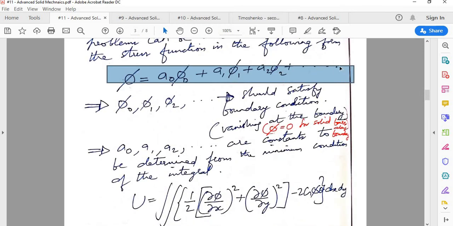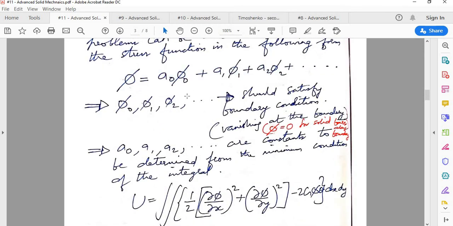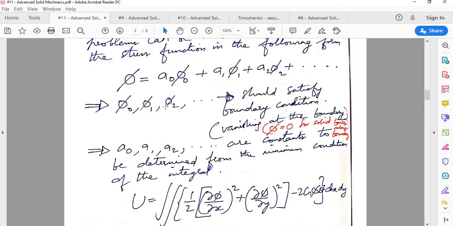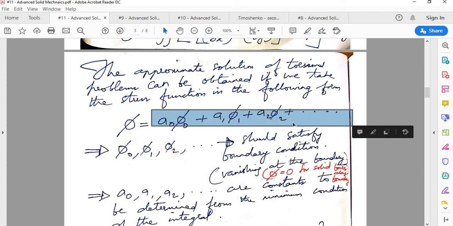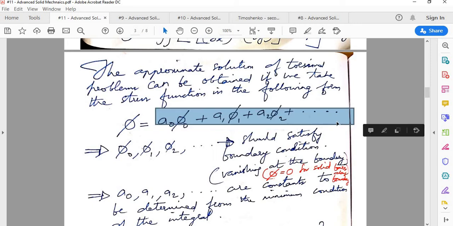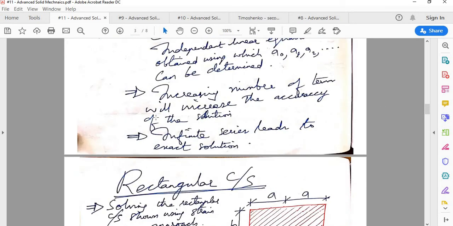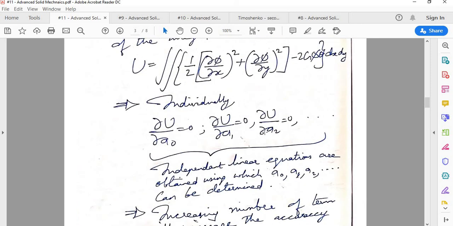So obviously as you increase the number of terms, the accuracy of this will increase. So when you consider an infinite number of terms, it will be the actual solution. And we have seen that even trigonometric functions like sine and cosine can be written in terms of infinite series. So as the number of terms increases, it means it is converging to a specific function, right? So as you increase the number of terms, it will increase the accuracy.